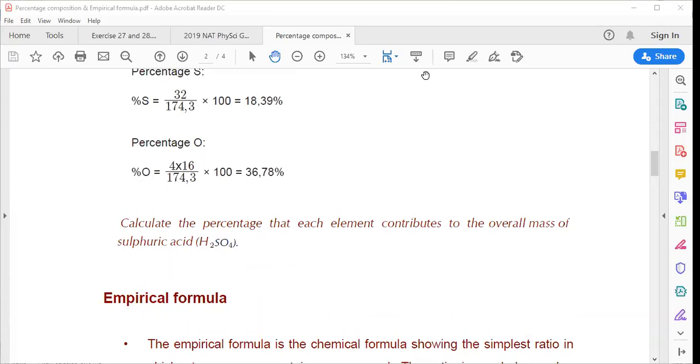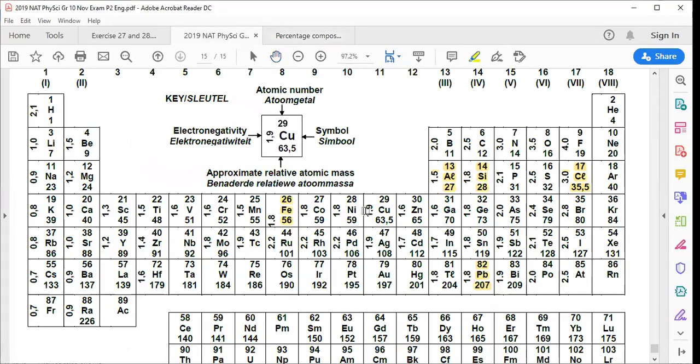You want the periodic table? Okay, which substance do you want? Hydrogen is given there. Sulfur, there is sulfur, 32. Oxygen is 16.